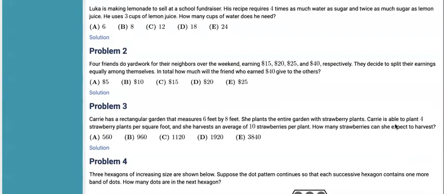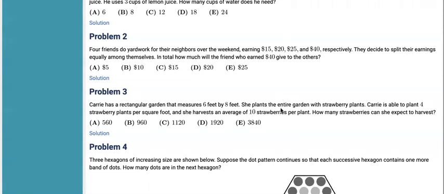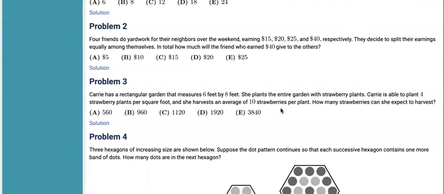Okay, problem 2. 4 friends do yard work for their neighbors, earning some money. They decide to split their earnings among themselves. How much in total will the friend who earned $40 give to the others? Okay, well, I guess he's getting scammed. But the sum of all these earnings is just 100. So we divide by 4, that'll be 25. So he'll be paying $15. So it would be C, $15. Okay, let's move on.